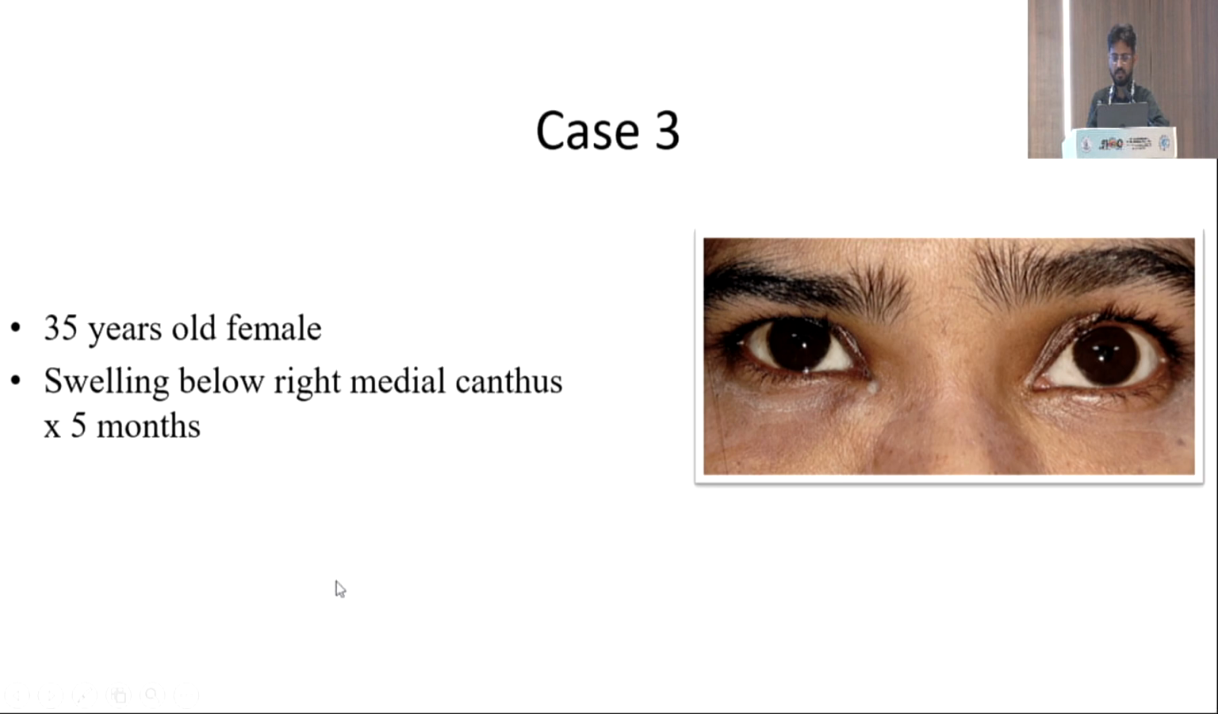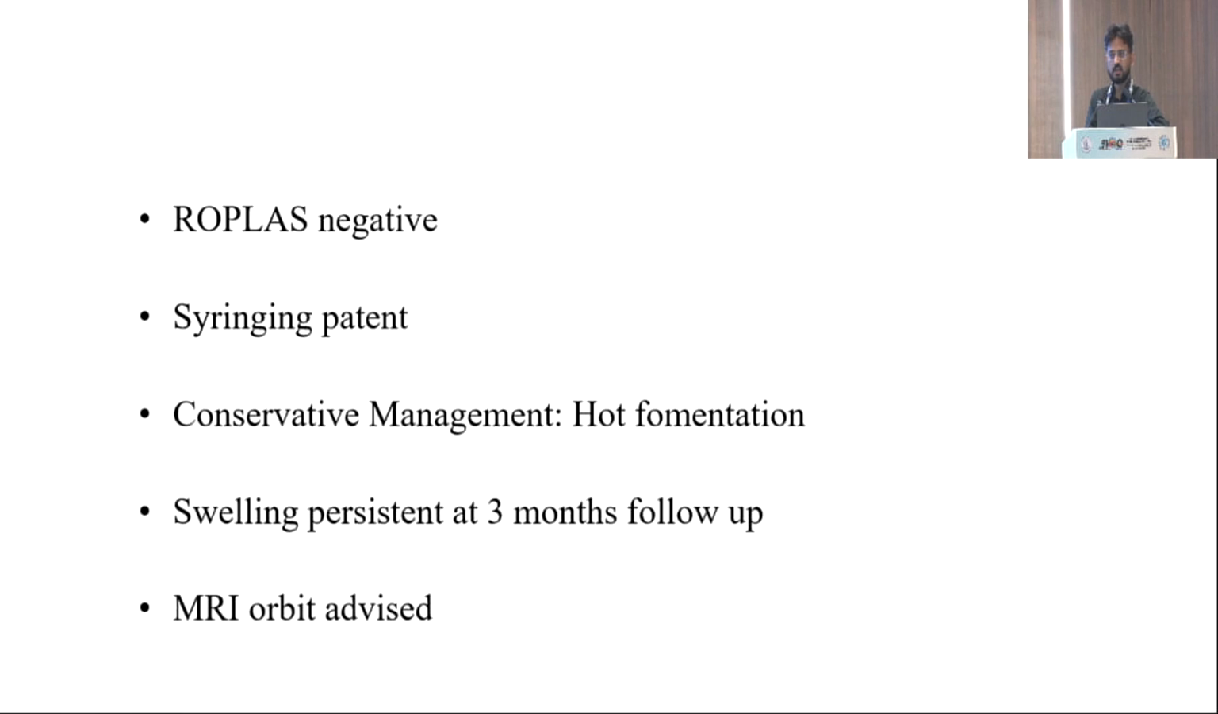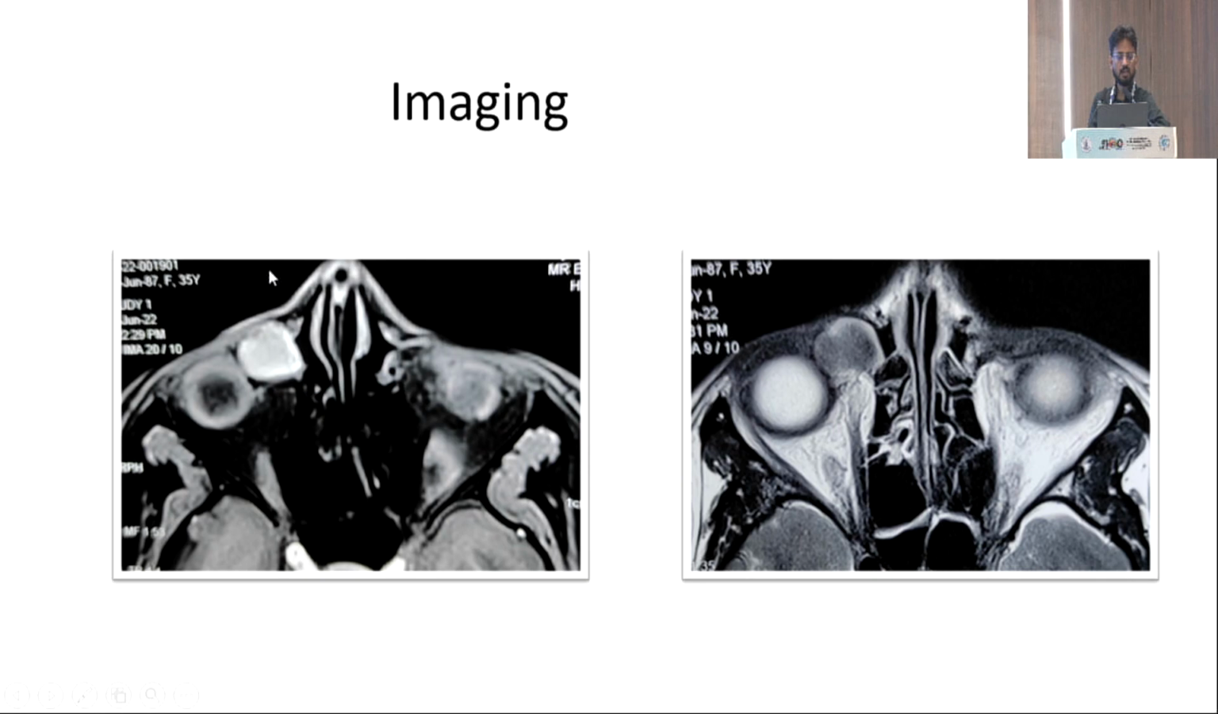Another case, a young female again with a swelling in the medial canthus area. Here you can see, for the past 5 months, this is the swelling in the medial canthus region. ROPLAS negative, syringing patent. So of course, again, it's not a case of nasolacrimal duct obstruction. The patient was advised conservative management, the swelling persisted for 3 months, then an MRI was advised. Again, MRI shows a large hyperintense mass adjacent to the nasolacrimal duct.